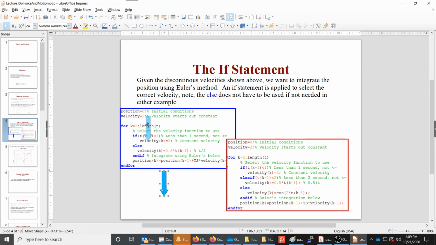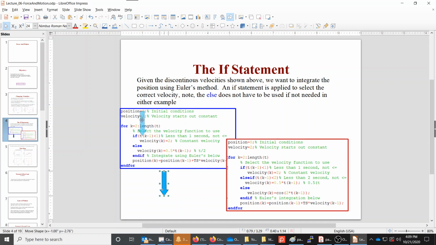Else, okay, so the else only occurs if the first one is false. So once t is equal to 1, notice even equal, if t is exactly equal to 1, this first option is false. The first if is false. And so if the if is false, you go to the else. And so then you start calculating the velocity, that your next velocity at step k is going to be 1/2 of the current time. Right?